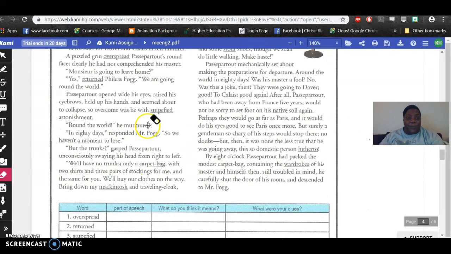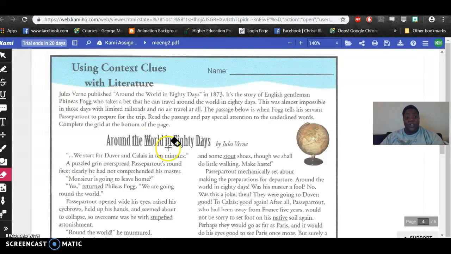Okay, so now the next page is actually using context clues in literature. So no more are we looking at just single sentences. We're going to take a look at a whole passage, and that has underlined words in it, and we're going to see if we can figure out what the underlined word means by using the context clues that are around it. Okay.